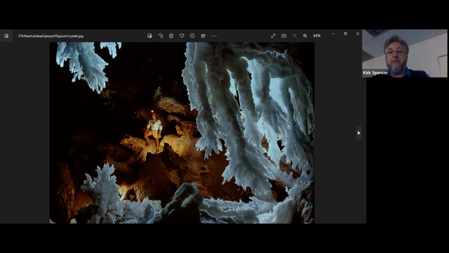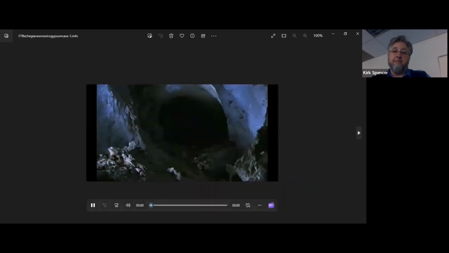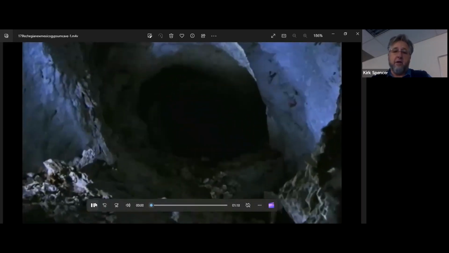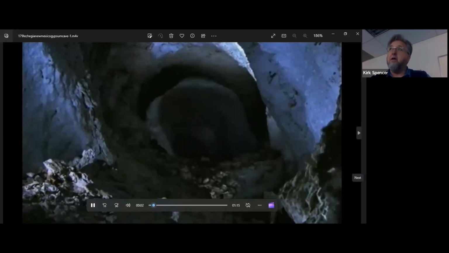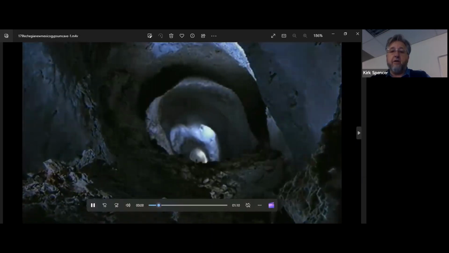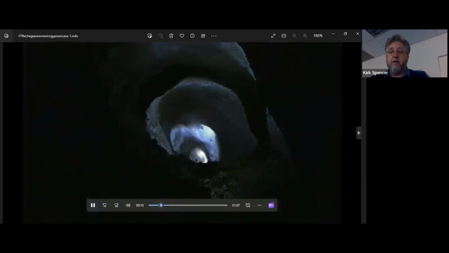This is gypsum crystals near, it's not Carlsbad, but it's near Carlsbad. This is a deep cave in Mexico, I think, called Lechuguilla, that has very beautiful and gigantic gypsum formations. I thought you might want to see it from the Blue Planet. The upper part is not decorated. The lower part has beautiful gypsum formations.